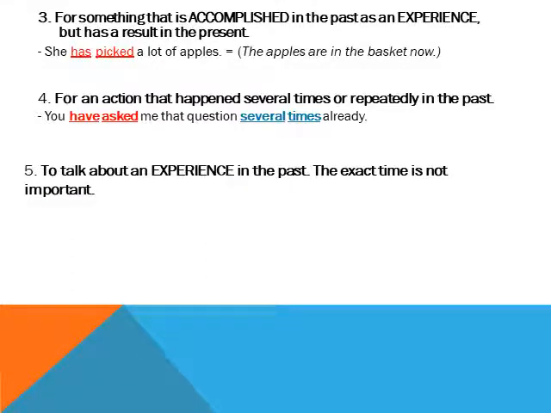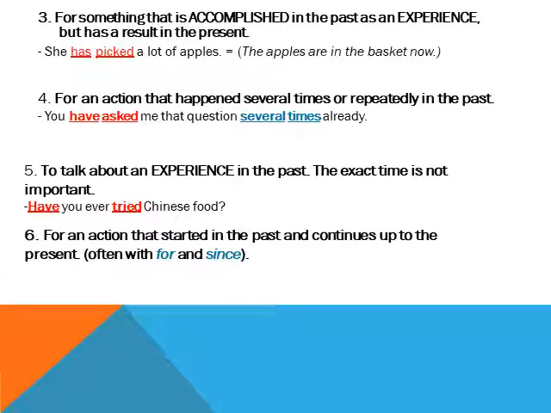Number 5. We use the present perfect to talk about an experience in the past, and the exact time is not important, as we mentioned before in number 3, so it's the same. For example, have you ever tried Chinese food? I'm asking here if you have ever tried Chinese food, like an experience in the past. Number 6. For an action that started in the past and continues up to the present. Often we use this with for and since. For example, I have been a teacher since 2002.